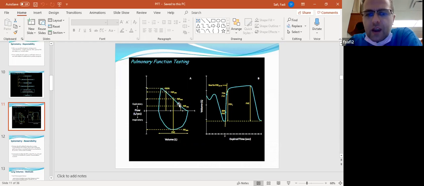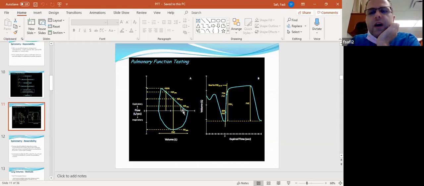Now, the question will be, if you look at this graph, where are the volumes? You do not know where the volumes are because this is flow. The volumes will be here. The forced vital capacity will be from the point of the RV to the total lung capacity. This is the forced vital capacity on the x-axis.